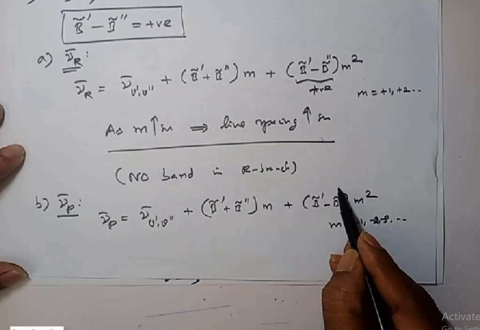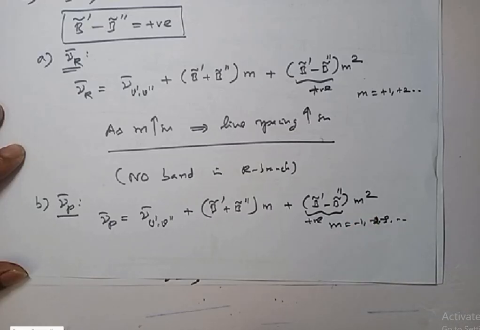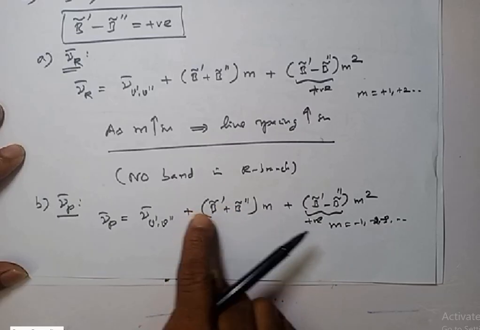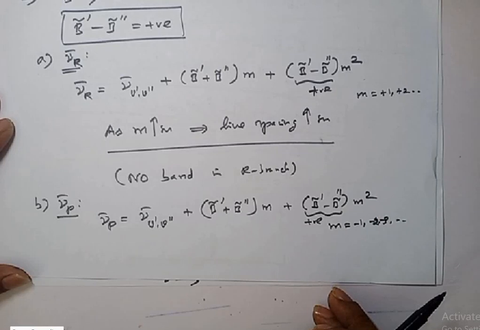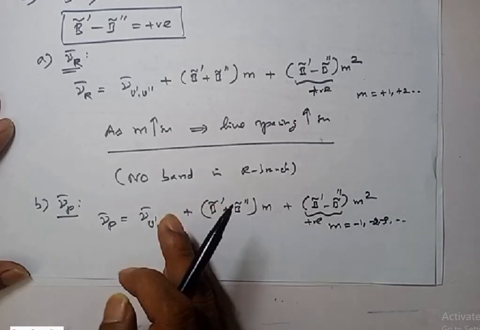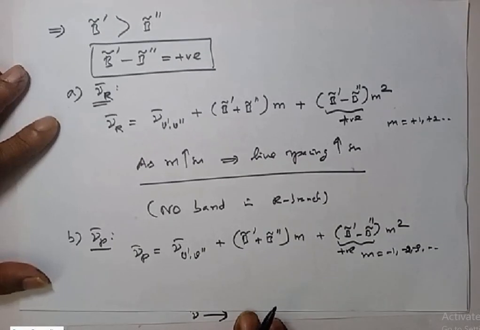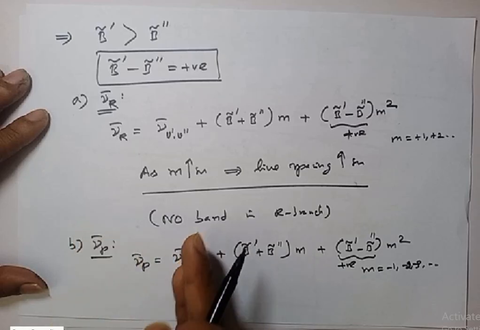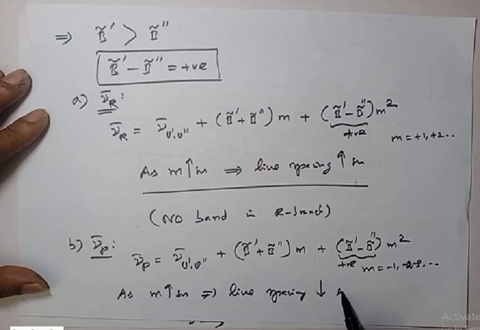Now observe carefully, B prime minus B double prime is positive, so this is a positive quantity. But what about M? M is negative. If I put M negative, this term is negative, whereas this one is positive. So what will happen? On the P branch side, as M increases, the lines start to appear with a lesser gap. So here, as M increases, the line spacing decreases.